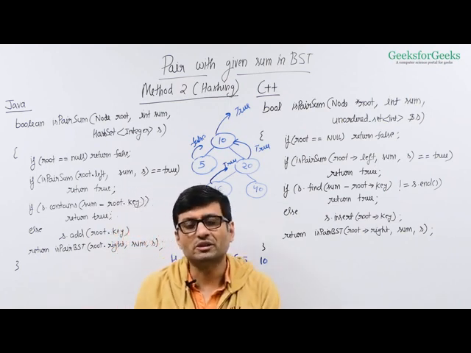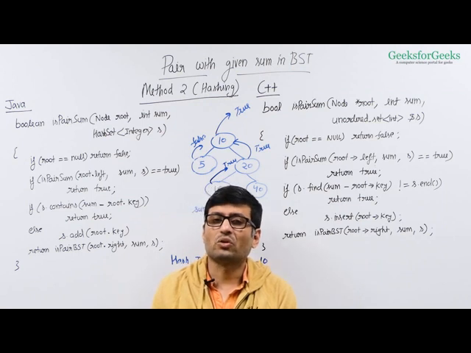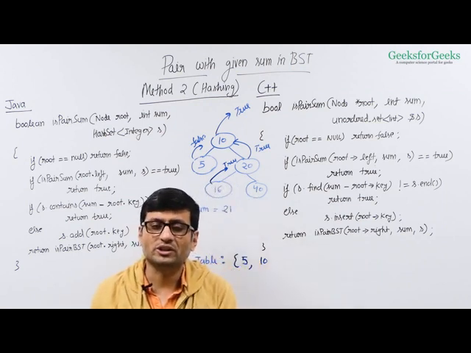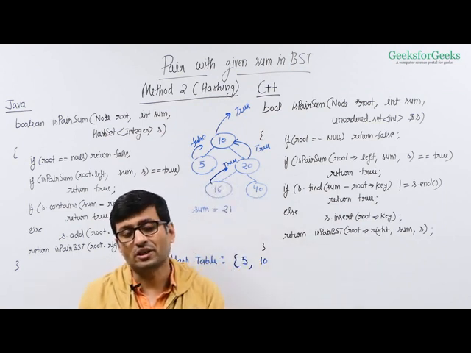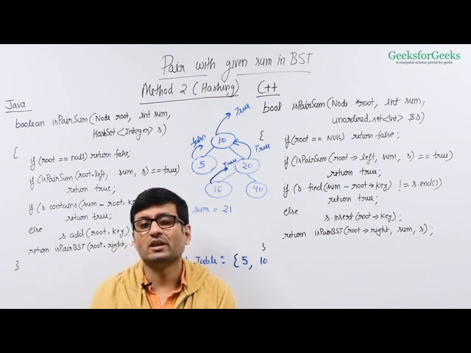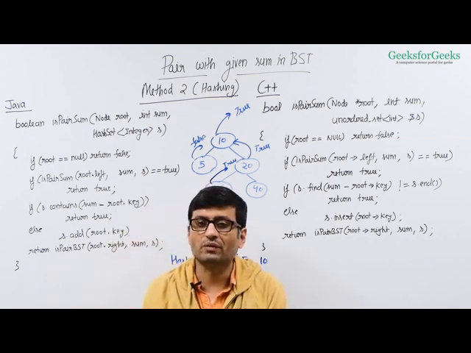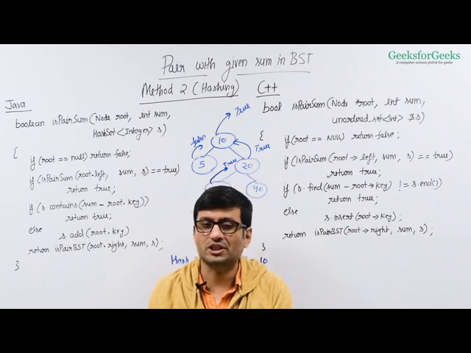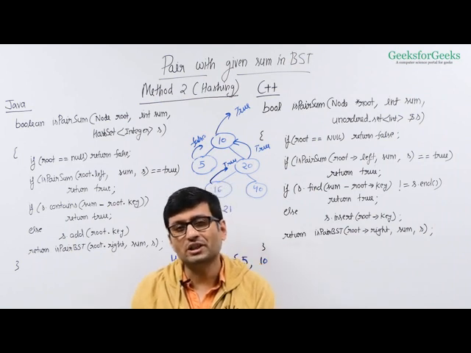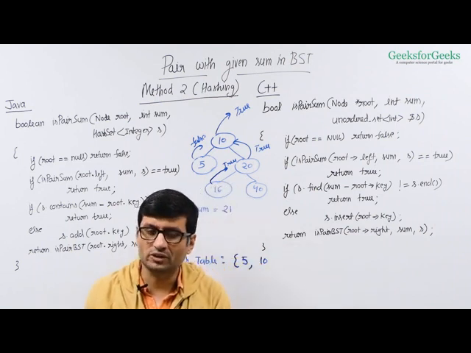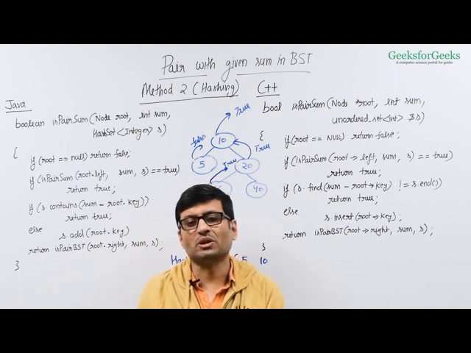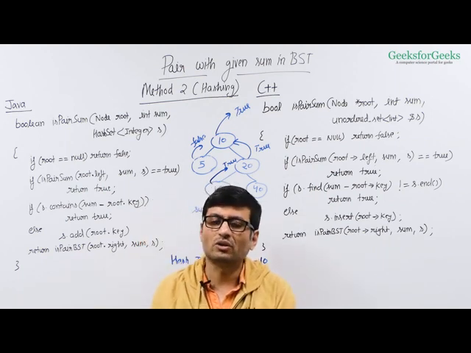How much auxiliary space does it require? It requires big O of h auxiliary space for the recursion call stack, and then it requires big O of n auxiliary space for the hash table. So overall, we can say it is big O of n auxiliary space. So this function is big O of n time and big O of n auxiliary space.